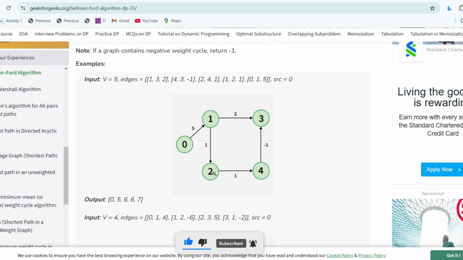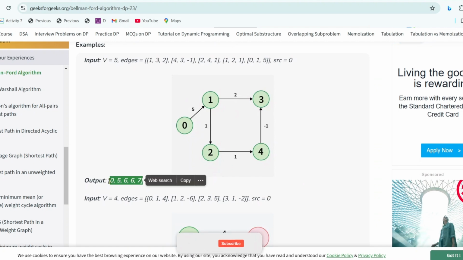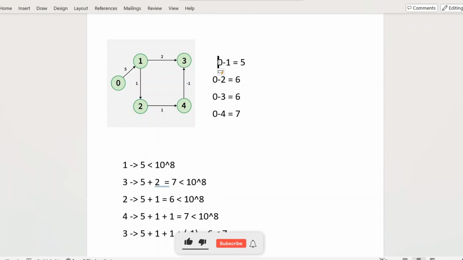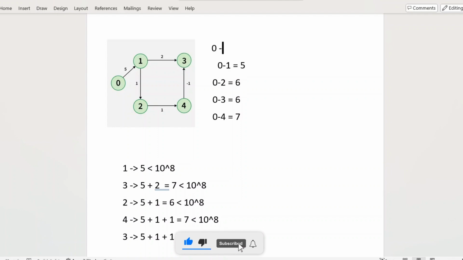So as we have seen, in the output, the first element indicates 0, because the distance from the source node to itself is 0. It means 0 to 0. The weight is 0 to itself.